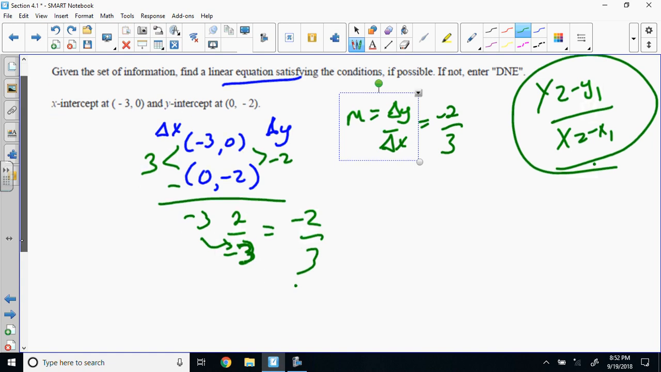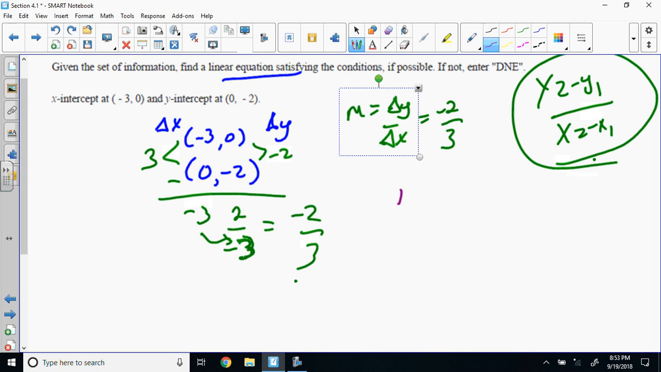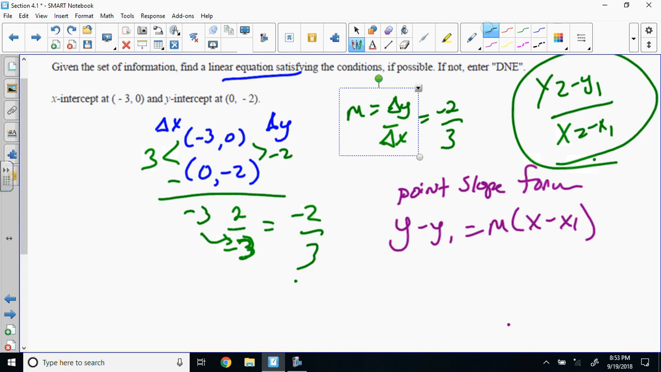All right, so, guys, here it is. Point-slope form: y minus y1 equals m times x minus x1. So my m is what? Negative 2/3. Which point do you want to pick? Negative 3, 0? Are you okay with that? Okay, so here's an x and a y. My y is 0, and my x is negative 3.